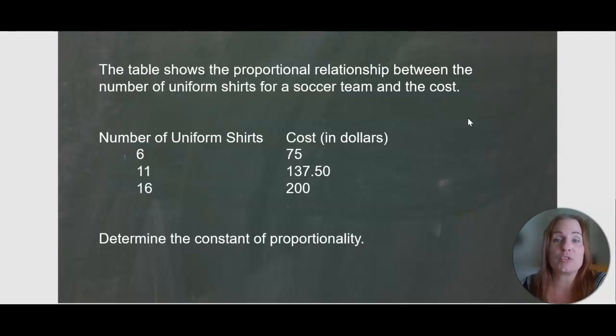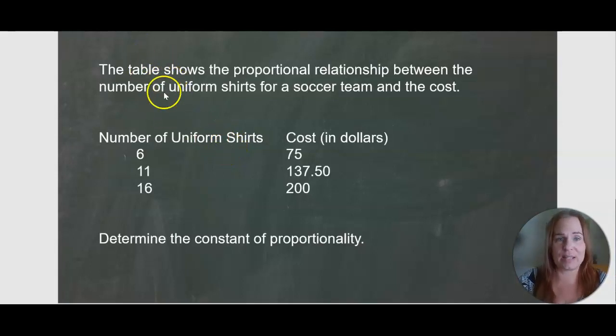The table shows the proportional relationship between the number of uniform shirts for a soccer team and the cost. Determine the constant of proportionality. Now something that we have to talk about is independent and dependent. I talked a little bit about it in the last video. So you always want to figure out which one is X and which one is Y. X is your input, Y is your output. X is your independent, Y is your dependent.